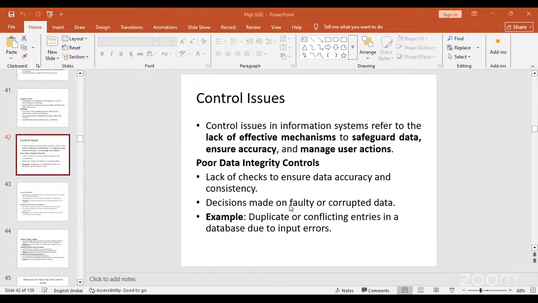For example, there is poor data integrity control, meaning checks to ensure data accuracy and consistency. If the data is not integrated with other constraints, then the result is always wrong. And if the result is wrong, then the decision taken on that result is always wrong. To ensure data accuracy, accurate data should be entered into the system.